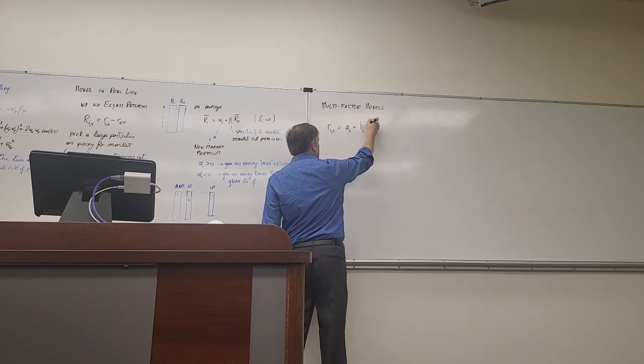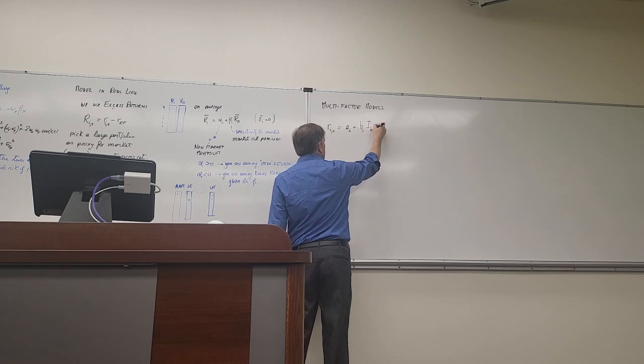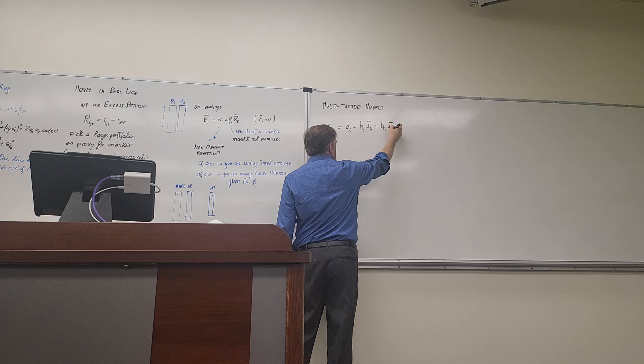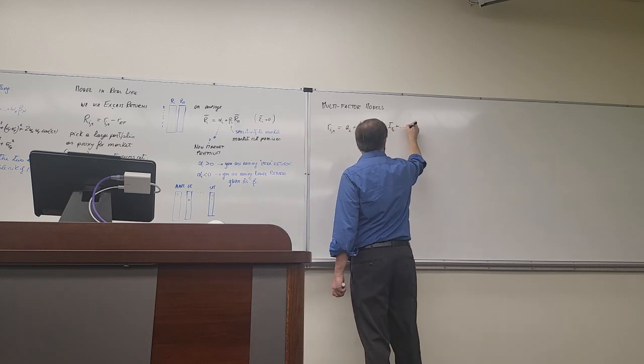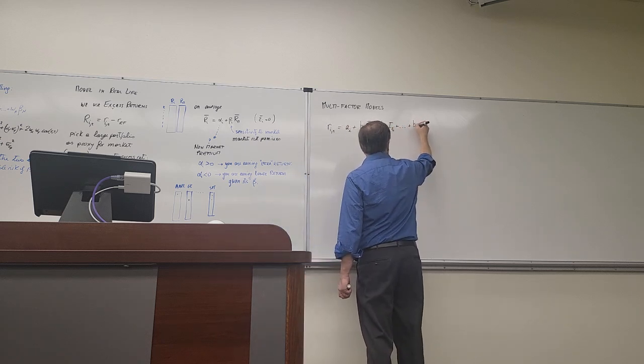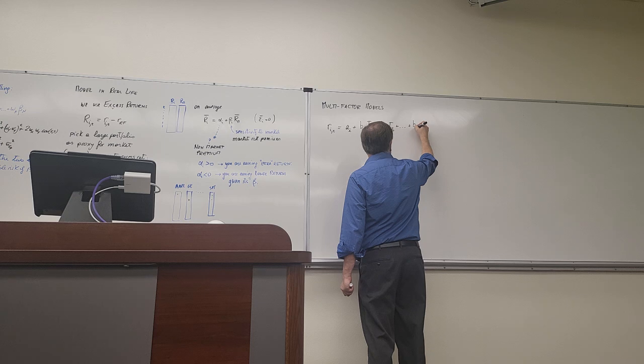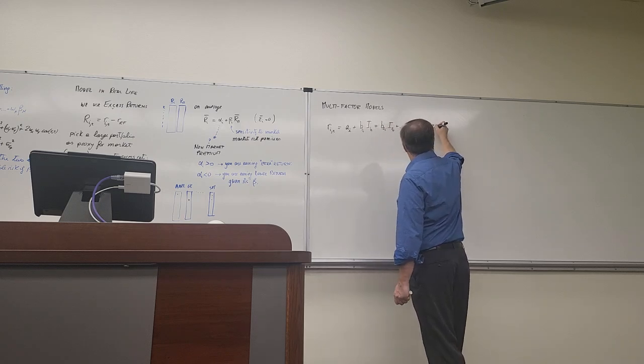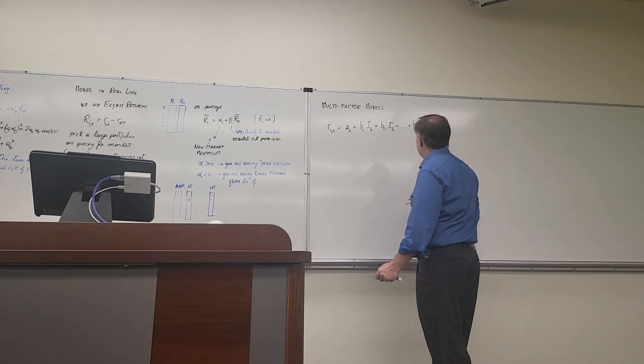Plus B1 I times I1 at time t, plus B2 I times I2 at time t, and so on up to B k I times I k at time t, plus E of I at time t.